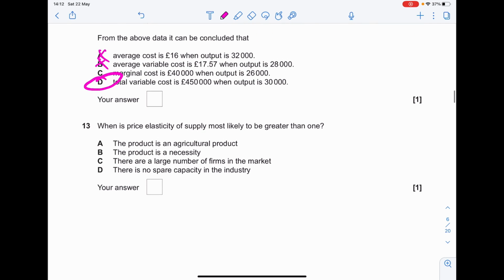Price elasticity of supply is most likely to be greater than 1. Greater than 1 is elastic. Elastic supply means it's easy to increase supply. Usually that's for something that doesn't take long to grow. So an agricultural product is not the correct answer because that takes time to grow. The product is a necessity. Well, that's inelastic demand. There are a large number of firms in the market. Well, it's easy to increase supply if you've got a large number of firms in the market.